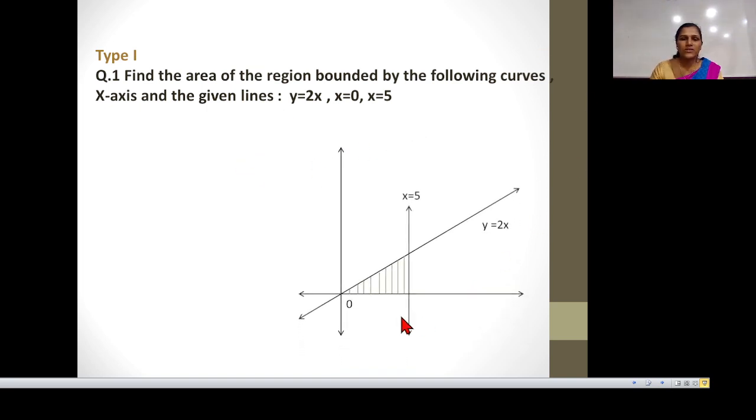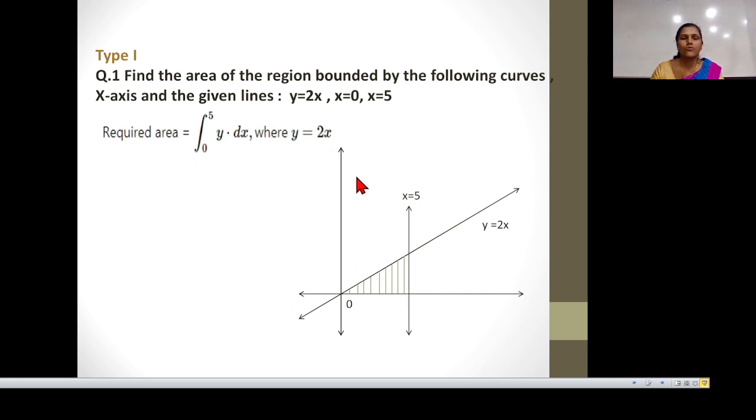So let us see the diagram of this curve first. We have drawn this line y is equal to 2x. Here is your x-axis, y-axis, and after drawing this line y is equal to 2x, we get this line as y is equal to 2x, and x is equal to 0 is this line, and x is equal to 5 is this line. So we will find this shaded portion as our A, that is, our area. So we have to find this area by integration.